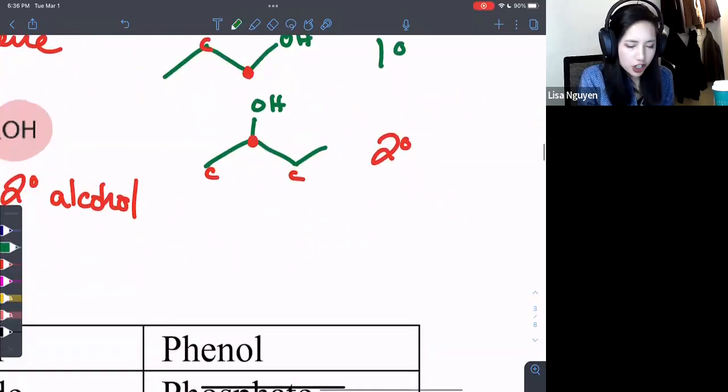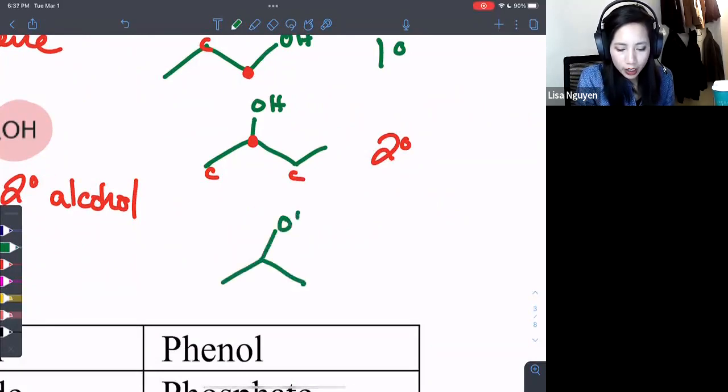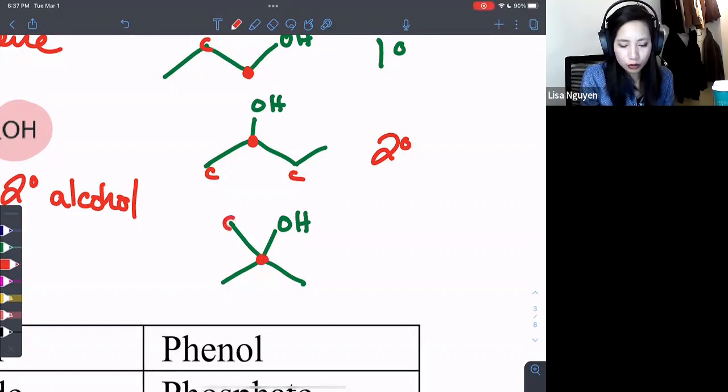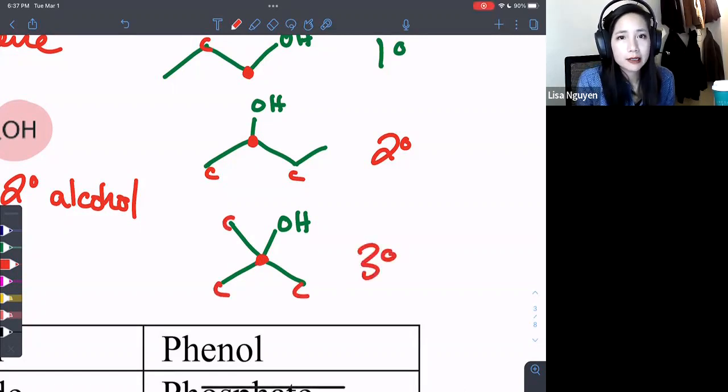And then finally tertiary, which we don't run across as much. So we have an OH group coming off of this, but then we also have another carbon atom. Again, we look at the carbon atom the OH is attached to, and I see there are 3 other carbons attached to that group. So this is a tertiary.